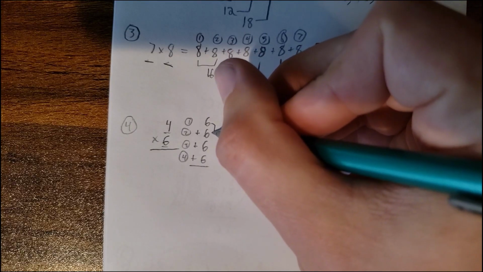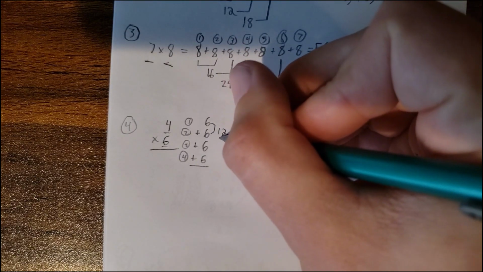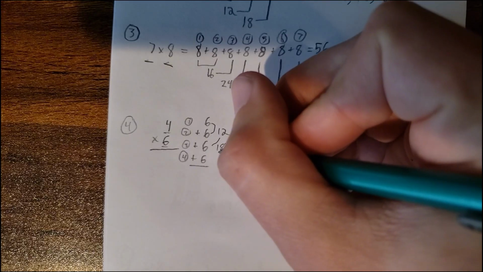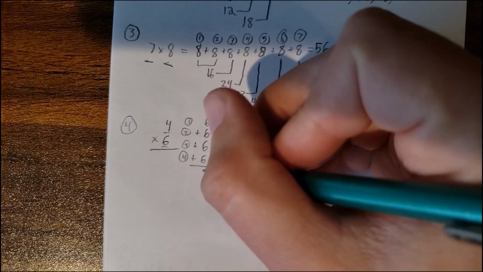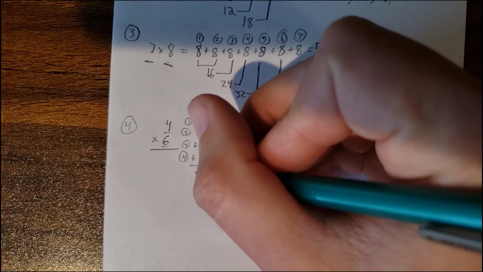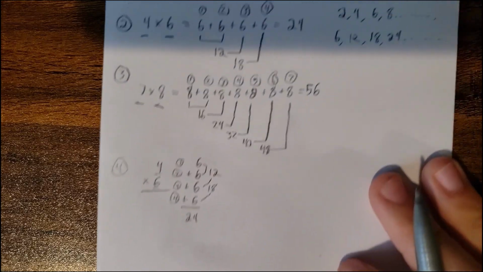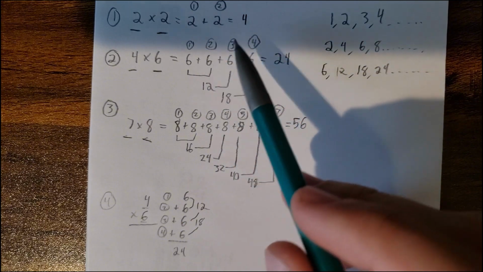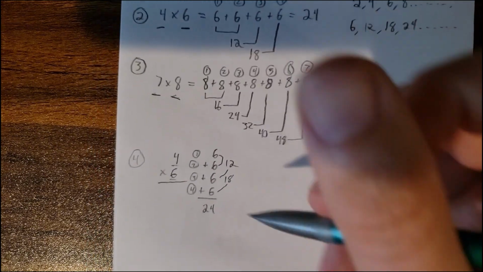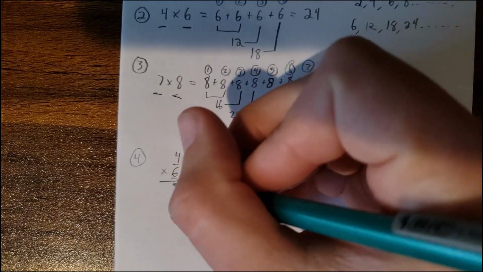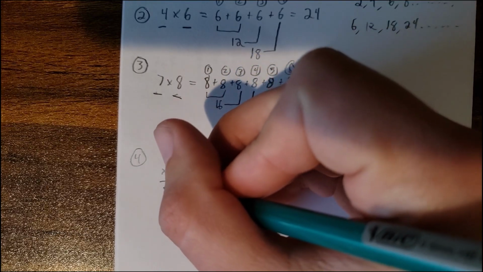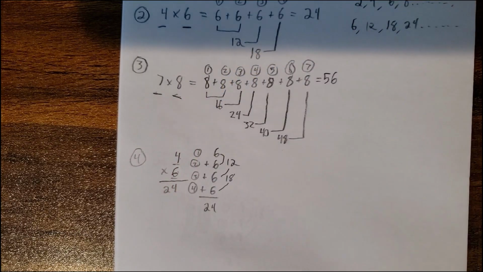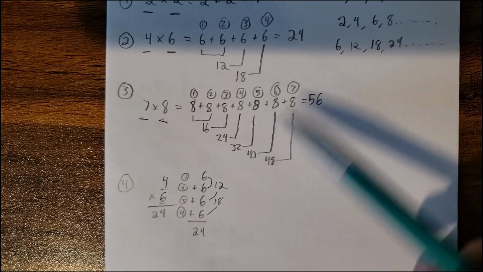You can have 6 plus 6 is 12, 12 plus 6 is 18, and 18 plus 6 is 24. You'll realize this is the same math that we did up here in number 2. It's just written out a little differently. So we can say that 4 times 6 is 24 for both of them.